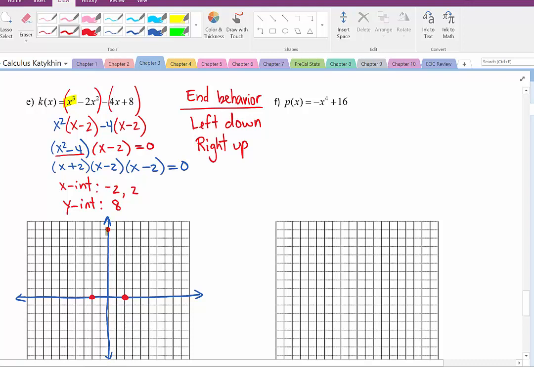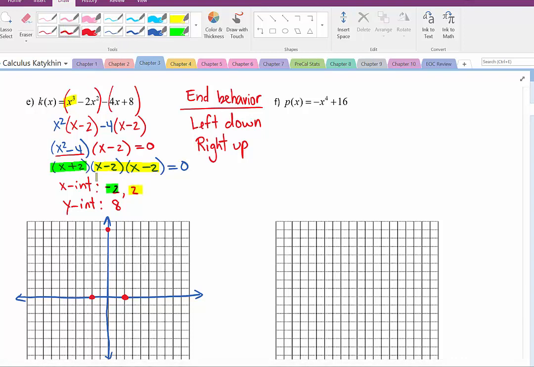The question is, how is this graph going to look? This is where it helps to remember that we know if we have an odd or even number of roots, the graph will either go through the point or bounce off the point. So I have x plus 2 and x minus 2. That's an even number of roots and that's an odd number of roots. Now notice that x plus 2 equals 0 gives negative 2 and x minus 2 equals 0 gives positive 2.